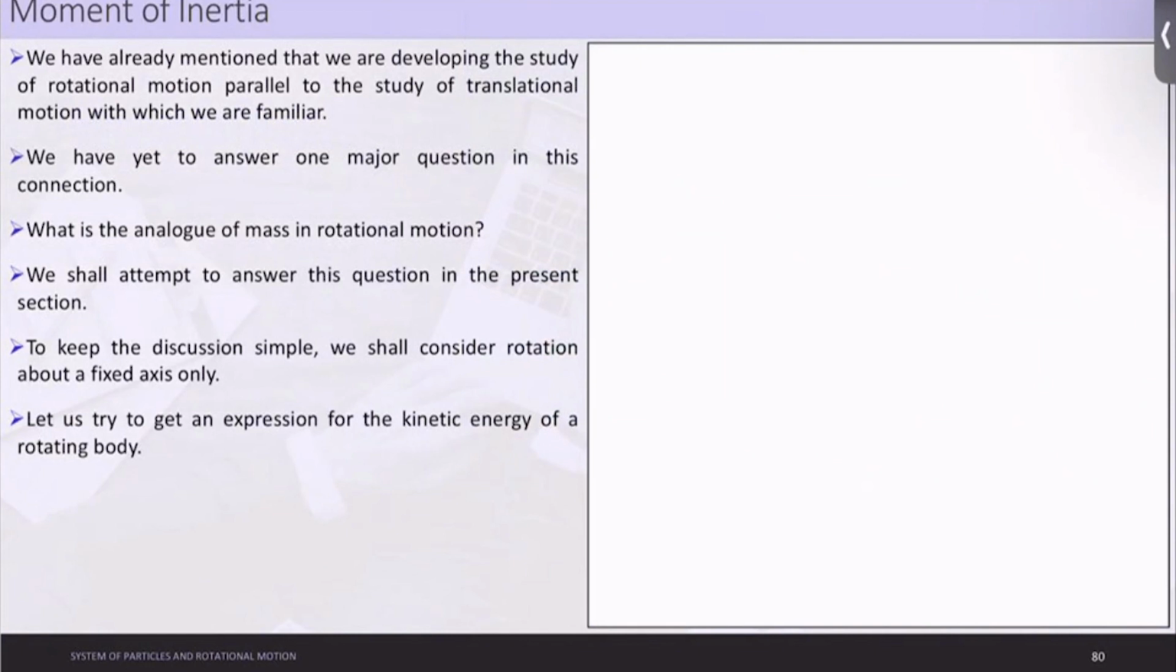What is the basic usage? Why are we doing this? How are we doing this? How will we implement it? What is it analogous to? Everything will be understood in a bit of detail in this complete concept. So let us start this new subtopic, which is moment of inertia.